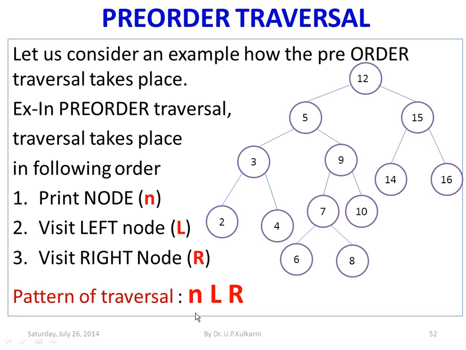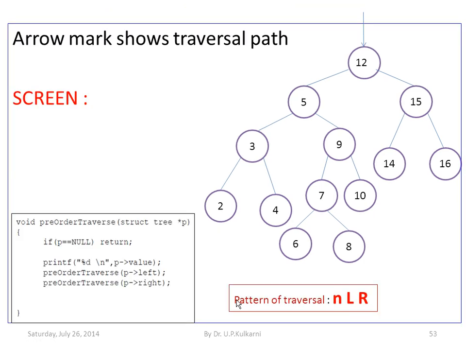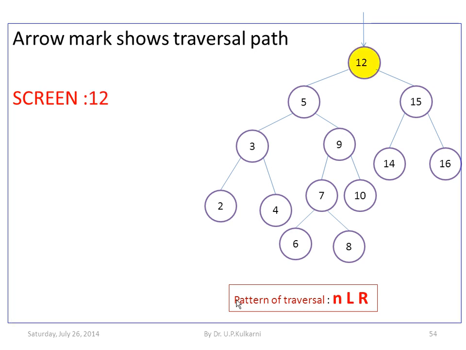Similarly, we can have the pre-order traversal and post-order traversal. In pre-order traversal, the pattern of traversal is NLR. N stands for printing the node value of that particular node, then go to the left of that particular node, then go to the right of that particular node. By following this pattern of traversal, we'll get an output like this. See, root: NLR, print that particular node 12, then visit left, print that node 5, visit left, print that node, then visit left, print this node.